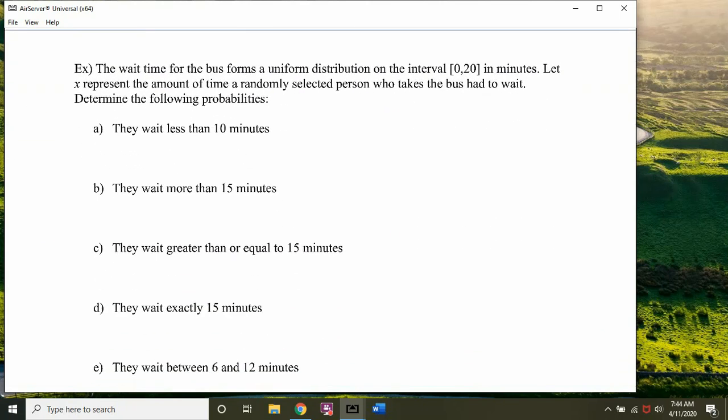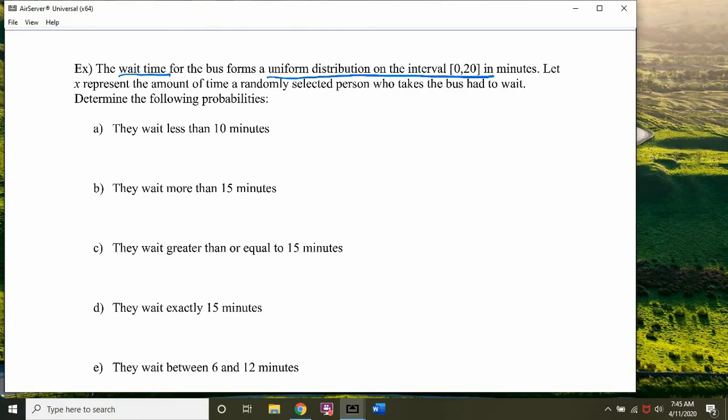All right. The wait time for the bus forms a uniform distribution on the interval 0 to 20 minutes. So we're talking about a continuous variable, wait time, and it forms a uniform distribution on the interval 0 to 20 minutes. What that means is you have an equally likely chance of waiting anywhere from 0 to 20 minutes to catch that bus. If you're running right up when the bus is there, you're waiting 0 minutes. If you get there right after the bus leaves, you're going to be waiting another 20 minutes for the next bus to come.